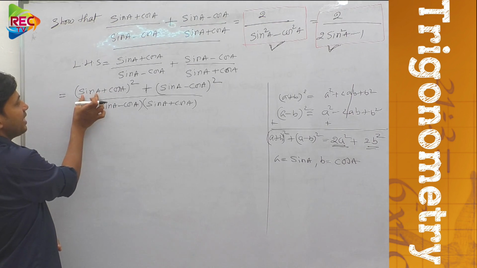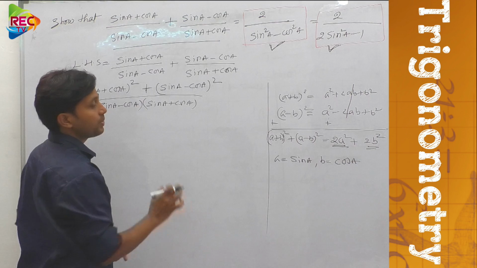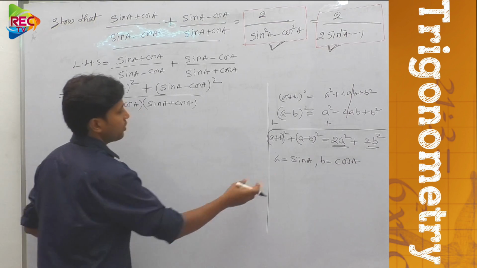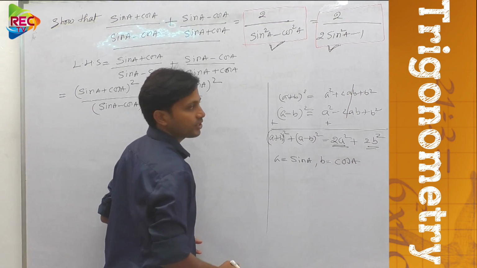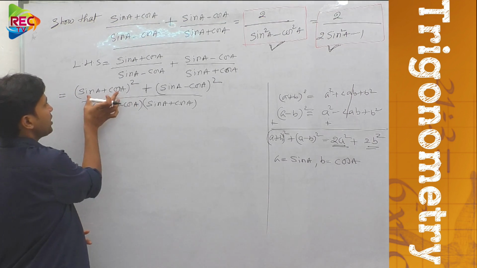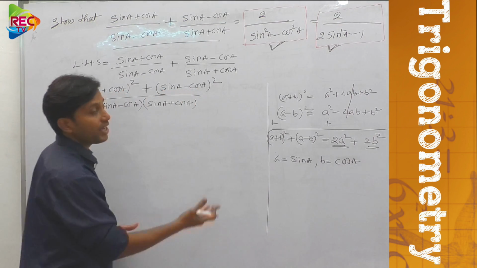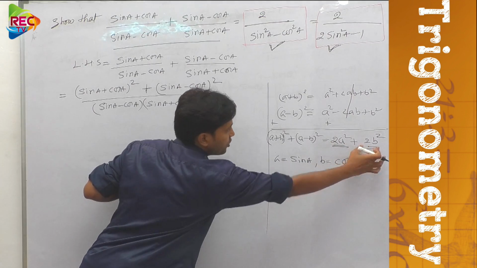Yeah, this is A plus B and this is A minus B, isn't it? Simple. So let A equal sin A and B equal cos A. Then this is A plus B whole square plus A minus B whole square. Then how can we write this? Simply 2A square plus 2B square, or not?